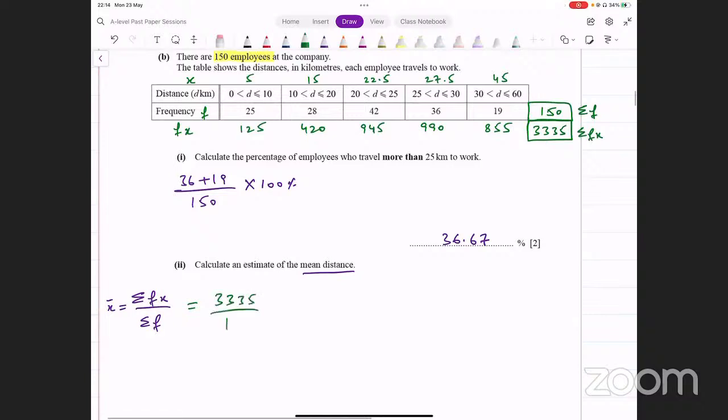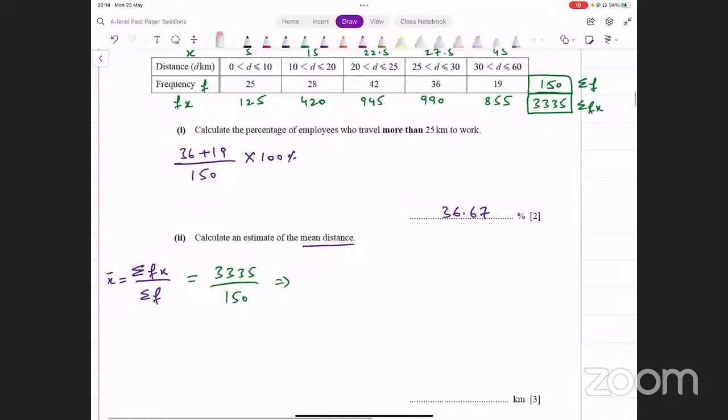3335 divided by 150. वो कैलकुलेशन आप टेबल में शो कर दें, जो आपने इस तरह से शो कर दिया. That's going to be enough, and that will be okay. इसका आप डिवाइड कर दें 150 से. You see what you get. So I'm getting 22.23 from this, and that is going to be your final result.